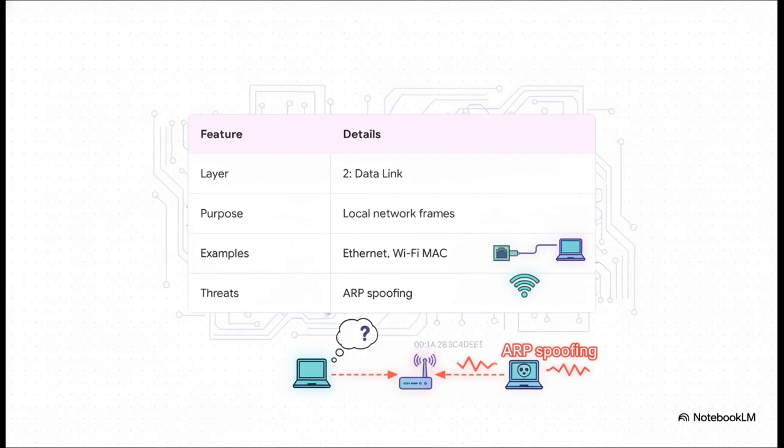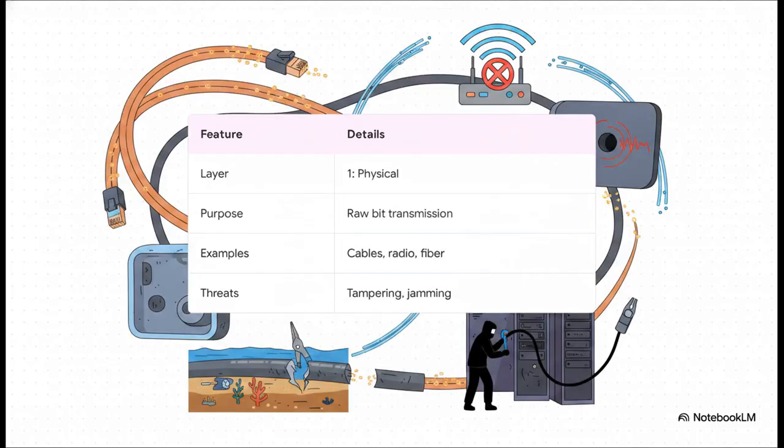A super common cyber threat at this layer is ARP spoofing. This is where an attacker on your local Wi-Fi basically tricks your computer into thinking their device is the actual network router. And suddenly, all of your data is flowing straight through the attacker's machine before it ever hits the internet.